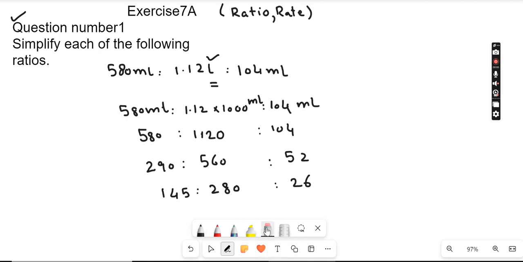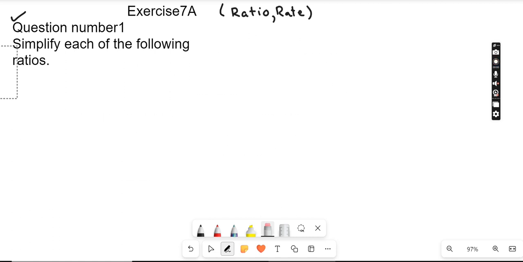Now I'll be working with the E part of the question. What E part says, this is again with the ratio ones, also the fraction ones as well.